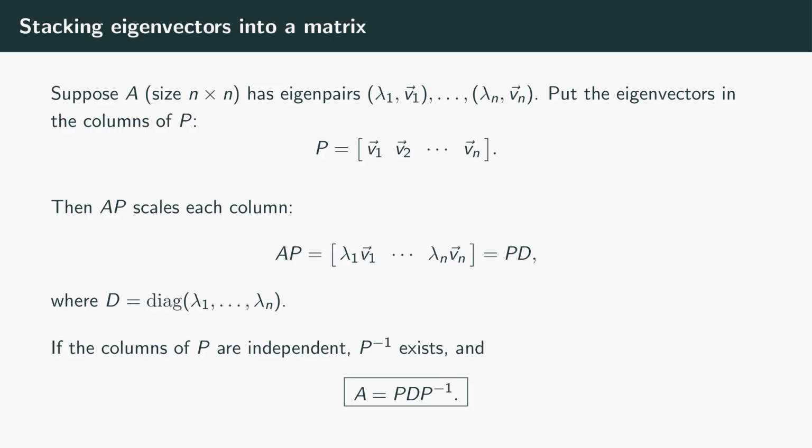So A times P is the same collection of columns, each multiplied by its eigenvalue. That is exactly what you get if you take P and multiply on the right by a diagonal matrix, D, holding the eigenvalues. So A times P equals P times D. Finally, if the eigenvectors are independent, P is invertible, and multiplying both sides on the right by P inverse gives the headline formula, A equals P times D times P inverse.